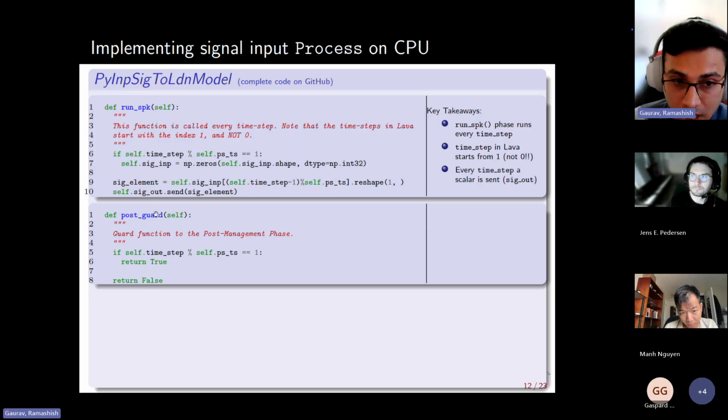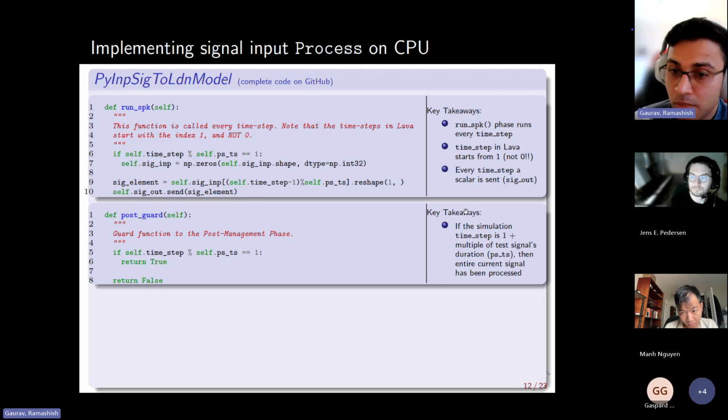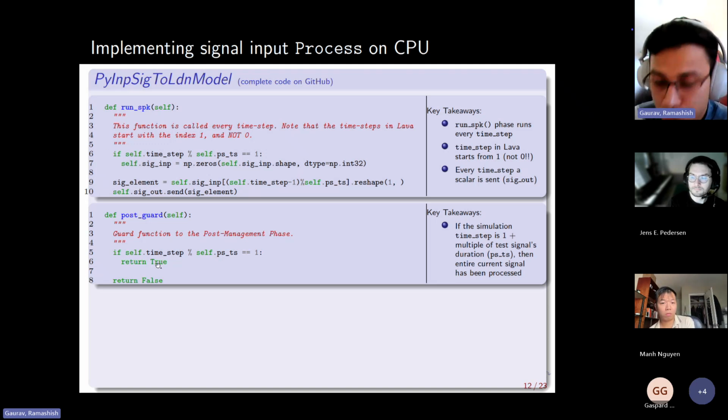Then you have got the post guard phase. And the key takeaway is that if the simulation time step is 1 plus a multiple of the test signals duration, that is this exact condition, if this exact condition is satisfied, then it returns true, which means the run post management phase will be executed. And it also implies that the entire current signal has been processed. So the time has come to update to the next test signal.